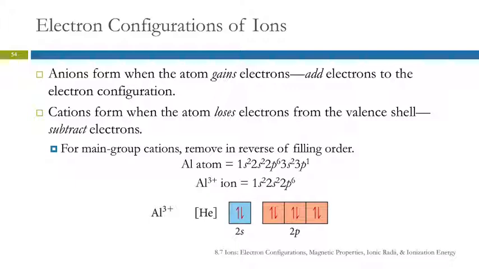So aluminum is a main group element. Here's its electron configuration. When we make the cation, we know from its position it's going to form a +3 ion. We're going to remove the 3p electron and then the 2 3s electrons. We're going to start at the end and go backwards. And so here we have the aluminum 3+ ion, and this is its orbital diagram. Okay, so main group elements are nice and predictable.